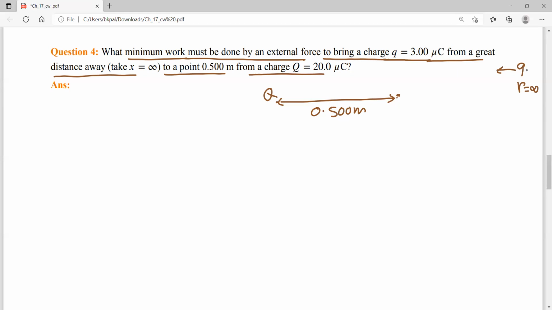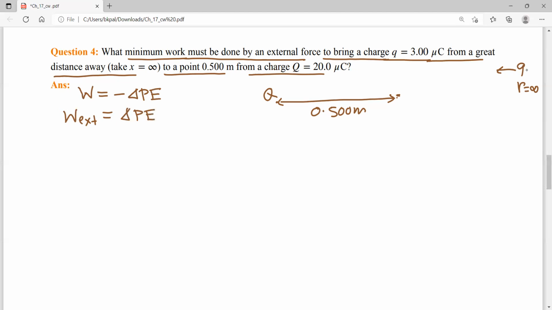Now to solve this, let's start with this information. In lecture class, you saw that the work done by the electric field is equal to the negative change in potential energy. So this work is done by the electric field. But here some external force is doing work, and that work we have to know. So the rule is this: the work done by the external force is equal to delta PE.